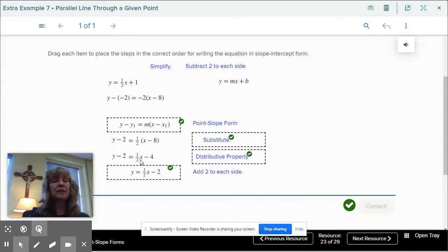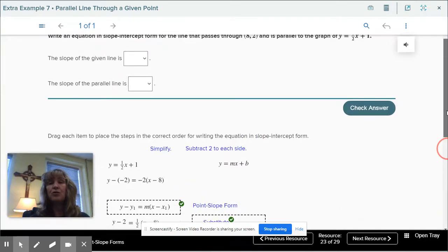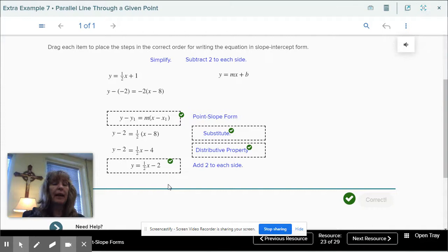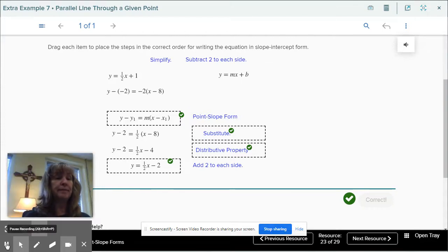So 1/2 times x is 1/2 x, and half of -8 is -4. And finally, to get your simplified answer, you have to add 2 to both sides because this is a -2. Add 2 to the side. So your parallel equation to this original equation is y equals 1/2 x minus 2. Hopefully you got that one right.